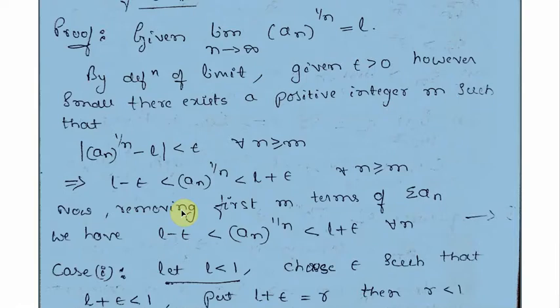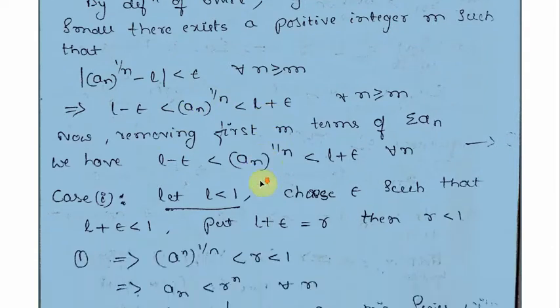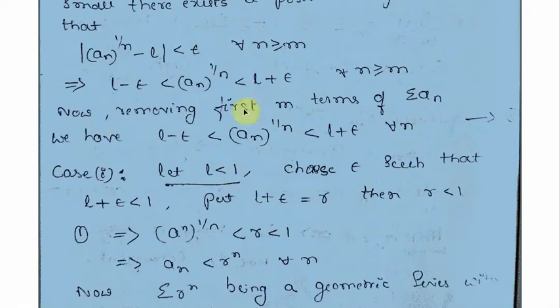Now, by using property on modulus, this inequality can be written as an all to the power 1 by n is greater than L minus epsilon and is less than L plus epsilon for all n greater than or equal to m. Now, removing the first m terms of sigma an, we have an all to the power 1 by n is greater than L minus epsilon and is less than L plus epsilon for all n.